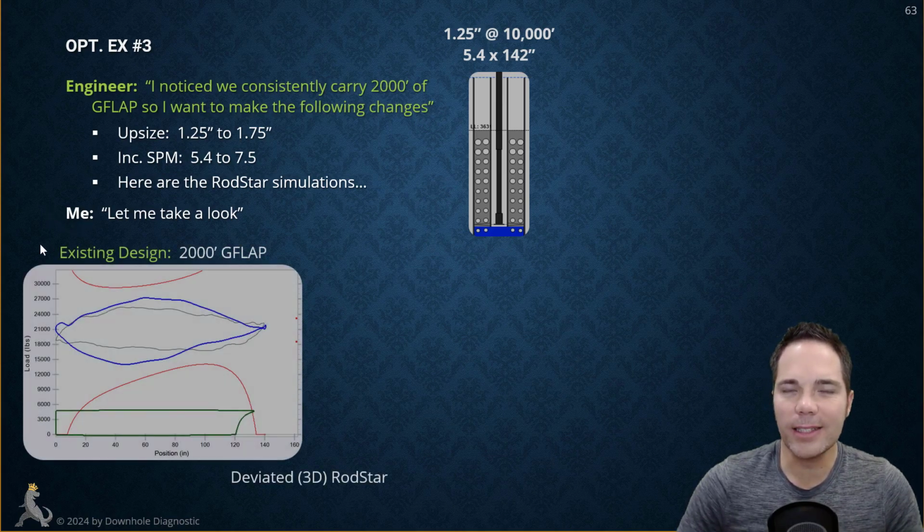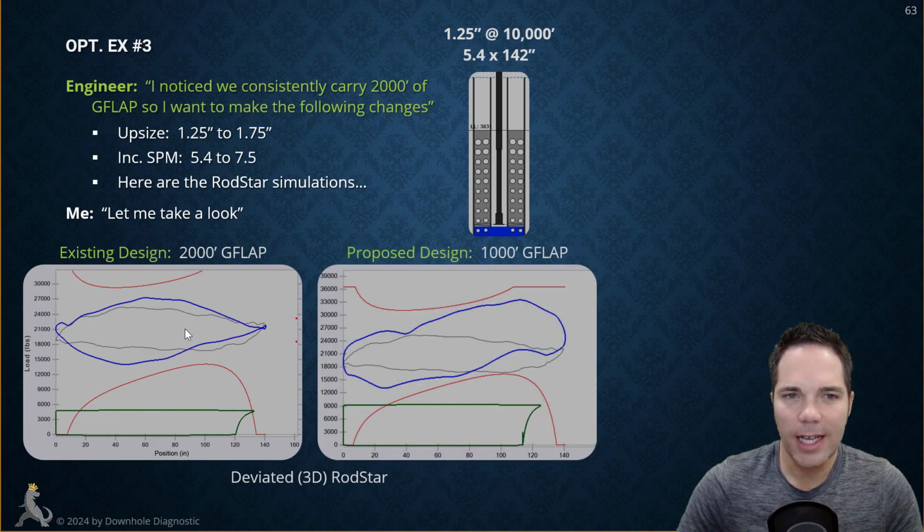So he said, here's the existing design, the way it's currently running with these particular parameters, and he's simulating it with the 2,000 feet of gas-free liquid above the pump. This is what it looks like, and he's simulating with 90% fillage, so assuming a little bit of gas interference. He says, this is the current design, the way it's operating, and this is where I want to take it.